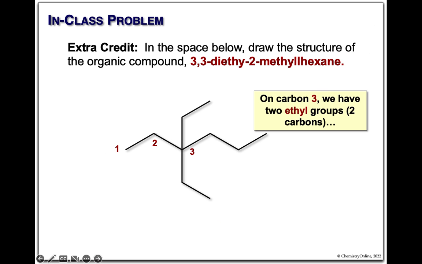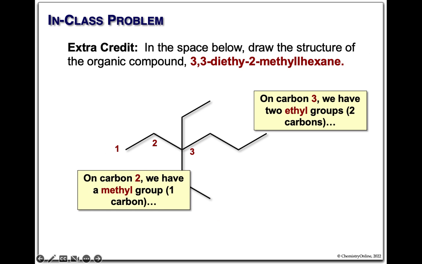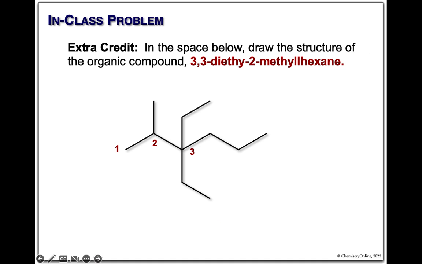All right, carbon 2, we have a methyl group. Methyl is one single carbon. So we show that just as a line going up, and that's it. This is 3,3-diethyl, 2-methyl hexane. Well, wasn't that fun?